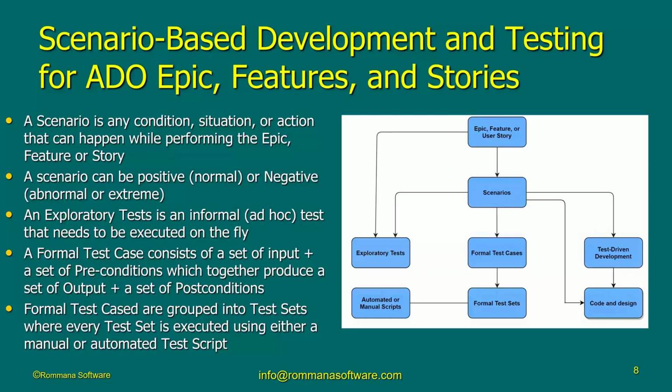As I said, we're going to do some risk-based testing, in which case we decide that some of those scenarios are not as important. They're not so important that we want to take the time to do formal test cases, so we do what we call exploratory test cases. Exploratory test cases in Rommana ALM are also scenario-based. You have to understand that, because when you do exploratory testing, you've got to have at least a scenario that you want to test.